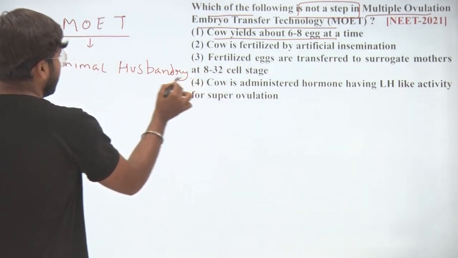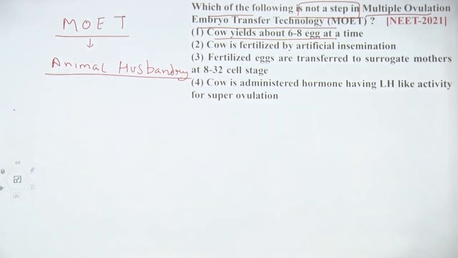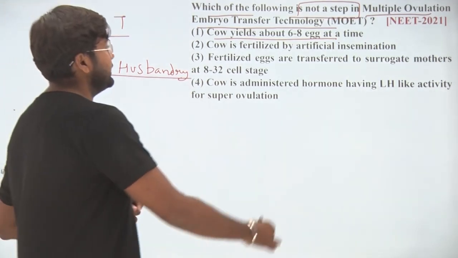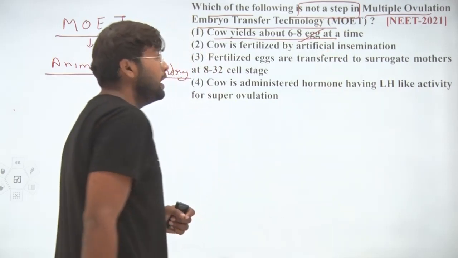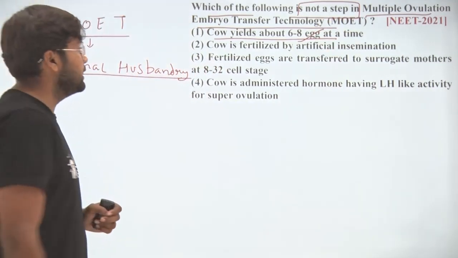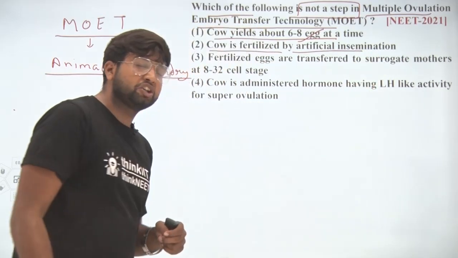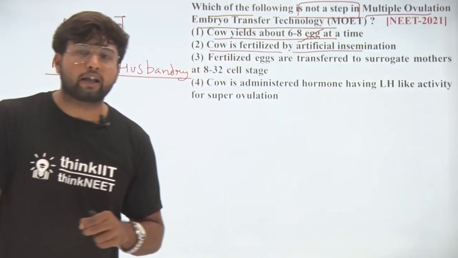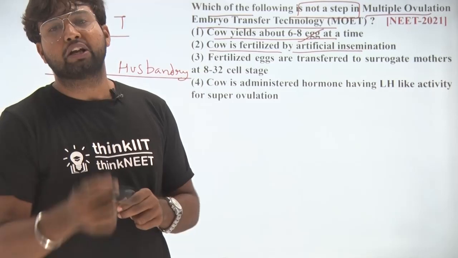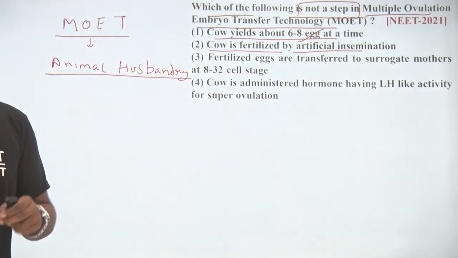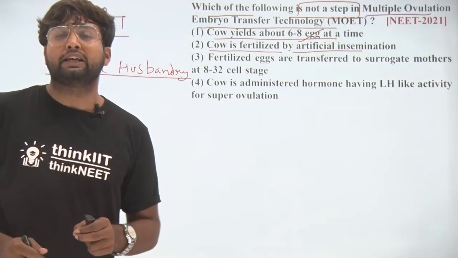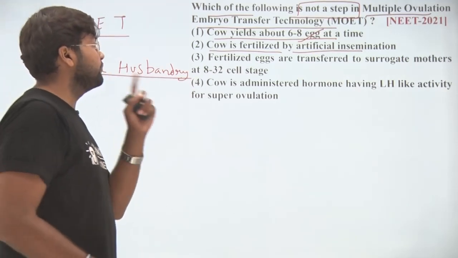In animal husbandry, when we are talking about cattle feeding, in this MOET we have 6 to 8 eggs at a time. The second option, cow is fertilized by artificial insemination. This statement is also correct. The artificial insemination injection is given to a cow, inseminated artificially. We can make them fertilized, right?